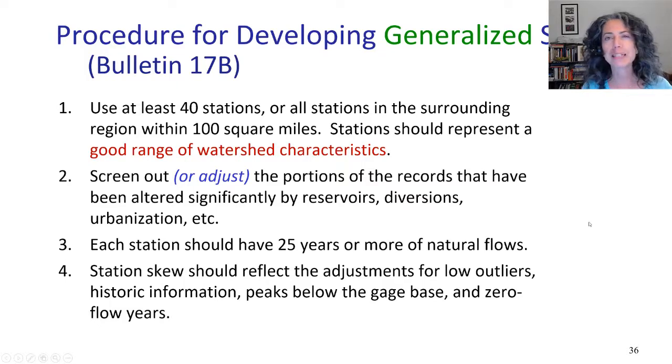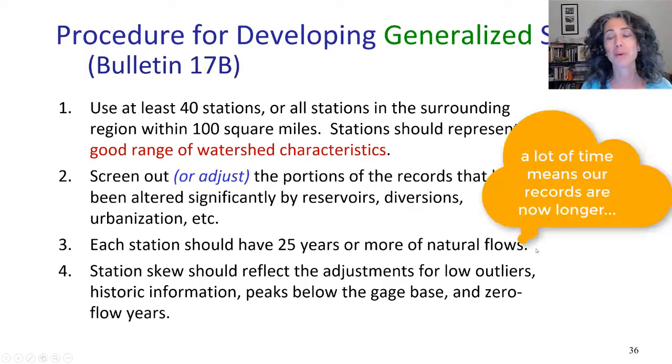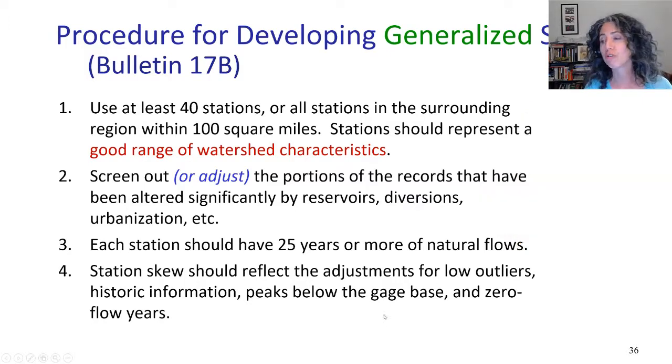These days, we would say let's try to back out the regulation and produce an unregulated record instead. They suggested having at least 25 years or more of flows. Now that a lot of time has gone by, we would probably give a lot higher number than that, at least 50 or 60. And they said the station skew should reflect all the adjustments for low outliers and historical information and zero flows that are performed for Bulletin 17B. So pretty much do a Bulletin 17B analysis on each of the sites.